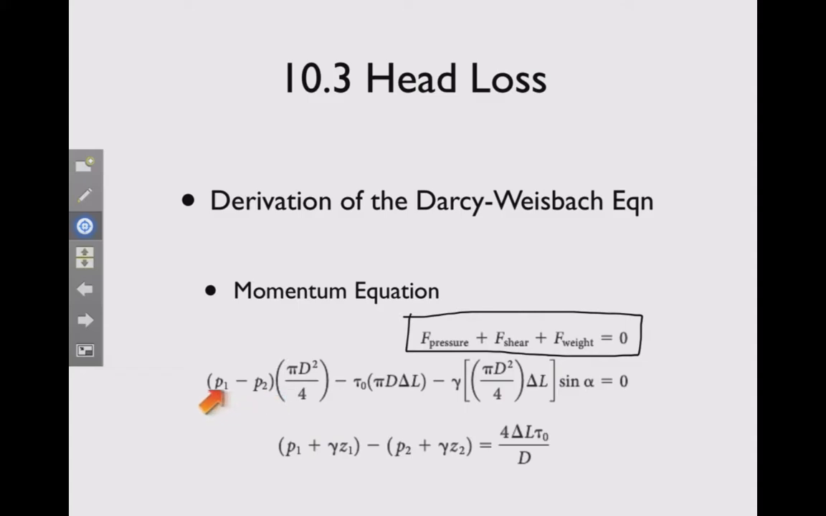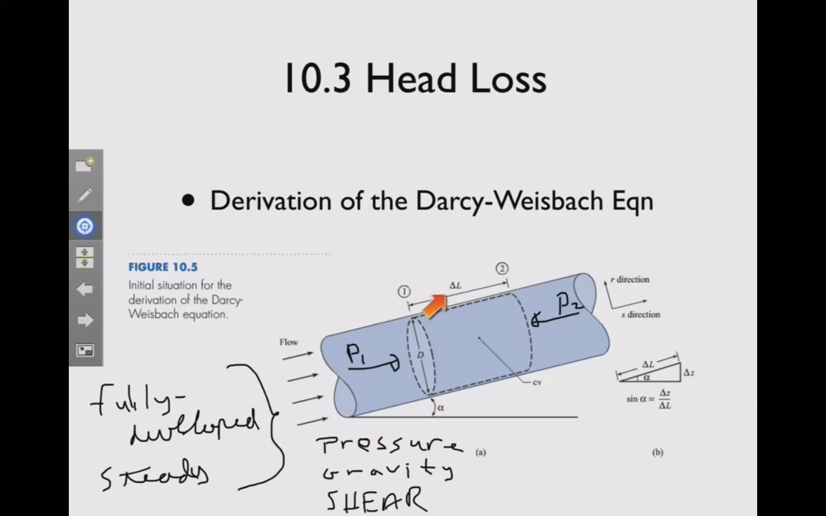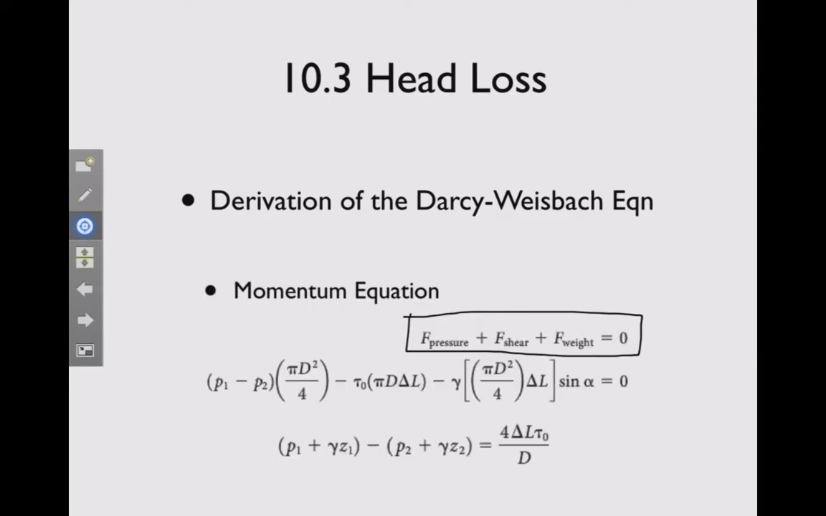And since that's force per unit area, they have to multiply by the area of the control volume. And this is just the shear stress times basically the area. Actually it's not the cross-sectional area, it's just pi times d times the length of the volume. If you take a look here, this is the length here, delta L, and that's the shear force along the fluid, and this is the weight, which is just going to be gamma.